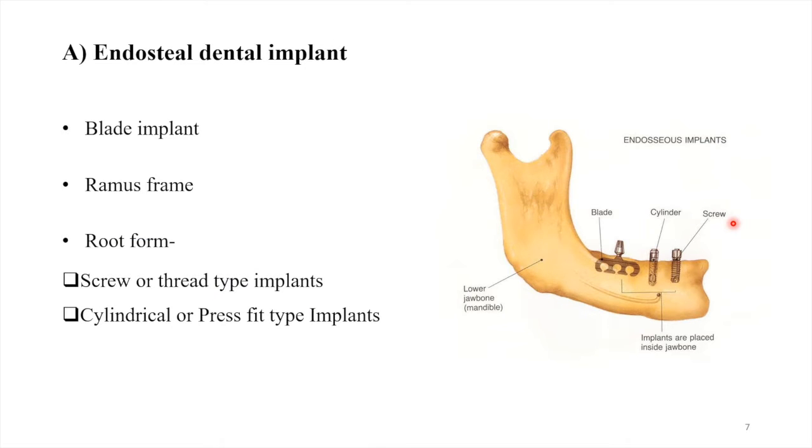Endosteal dental implants. These could be blade or plate implants, which are useful when the ridge is thin, wherein tricortical anchorage is the most suitable technique. Ramus frame. It's horseshoe shaped and it is inserted into the mandible. Root form implants. They are the gold standard to replace missing teeth. They could be further classified into screw or thread type, which uses threads for primary stabilization, or cylindrical or press fit type, which uses friction for primary stabilization.